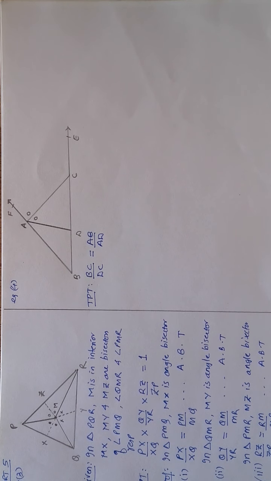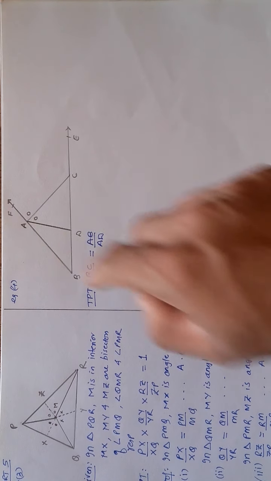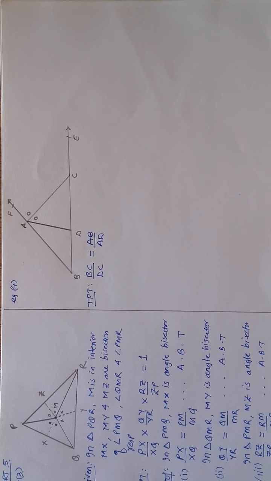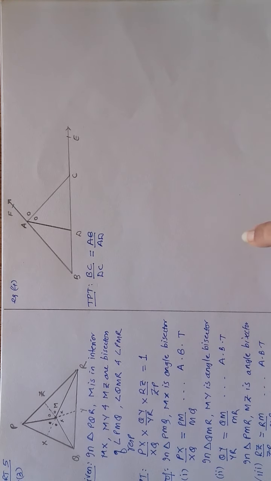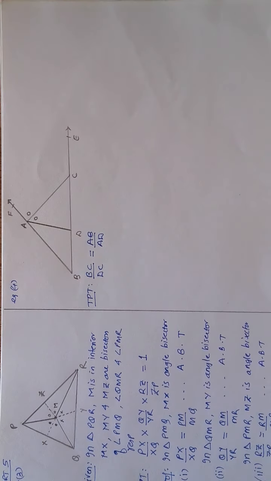But here one thing I have made, I have taken angle FAC and angle CAD congruent. That means I have taken AC as the bisector of angle FAD. And it is expected that BC is to DC is equal to AB is to AD. Right. So pause the video now. Think on it for a while, try it and then only resume back.